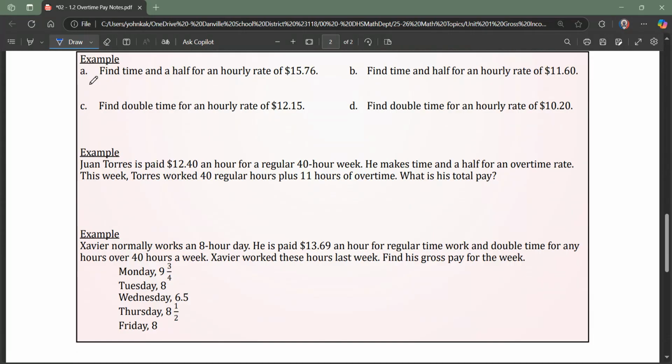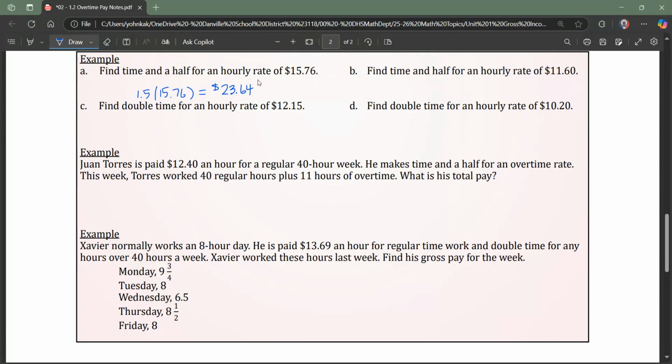All right, first example, find time and a half for an hourly rate of $15.76. So time and a half is 1.5, and so to find the hourly rate for time and a half, we're going to do 1.5 times 15.76. If we multiply these, we're oftentimes going to get 3 decimals. So remember, 2 decimals is what you want to round to. This gives us an hourly rate of $23.64.